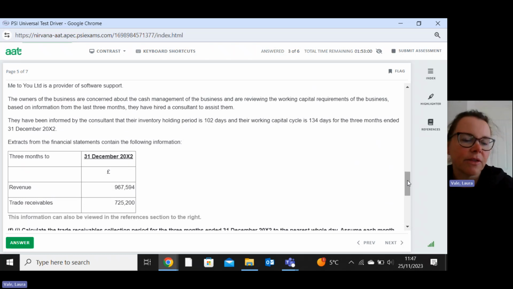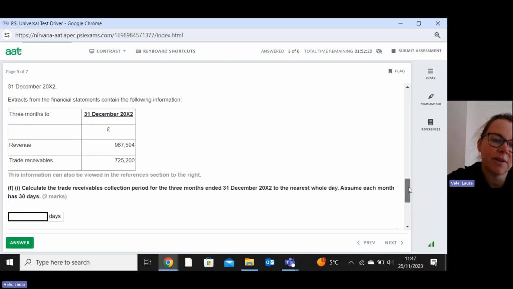Meter-U Limited is a provider of software support. The owners of the business are concerned about the cash management of the business and are reviewing the working capital requirements of the business based on information from the last 3 months. They have hired a consultant to assist them. They have been informed by the consultant that their inventory holding period is 102 days and their working capital cycle is 134 days for the 3 months, not the year, ended 31st of December X2. Extracts from the financial statement contain the following information.